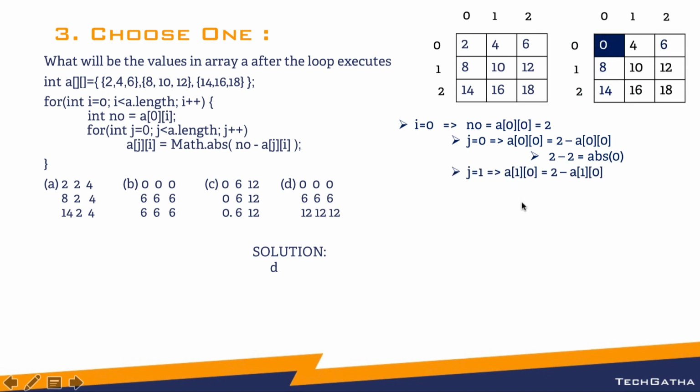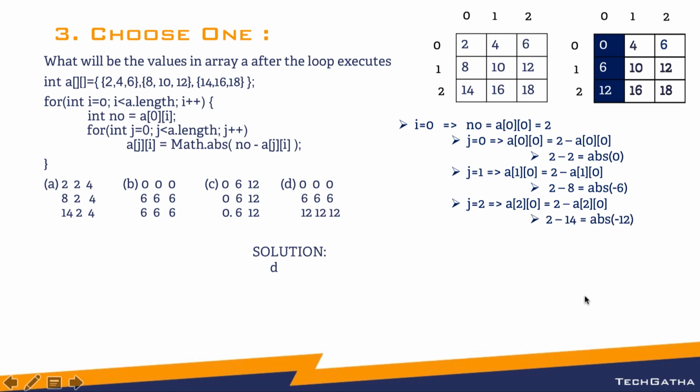Then again for J equal to 1, A of 1, 0, that means it's going column wise and not row wise. Number is 2 again, that remains the same, minus A of J, I. So J is 1, I is still 0, A of 1, 0 is 2 minus 8, which is absolute of minus 6, becomes 6. Same for J equal to 2. A of 2, 0 will be equal to the number which was 2 minus A of 2, 0, which is 14, and absolute of minus 12 is 12.